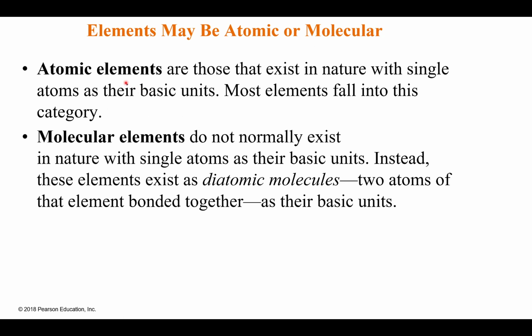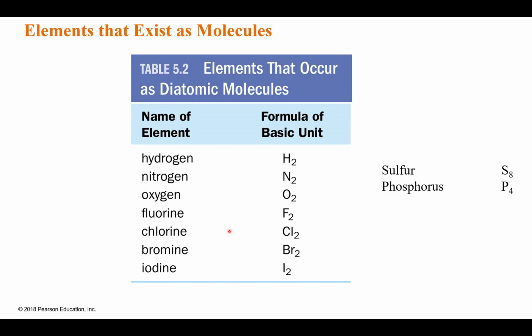As I said earlier, atomic elements exist in nature with a single atom as their basic unit. On the other hand, molecular elements do not exist with a single atom as their basic unit. Instead, they exist in a higher order. A lot of them exist as diatomic, but some exist as more than just diatomic molecules.